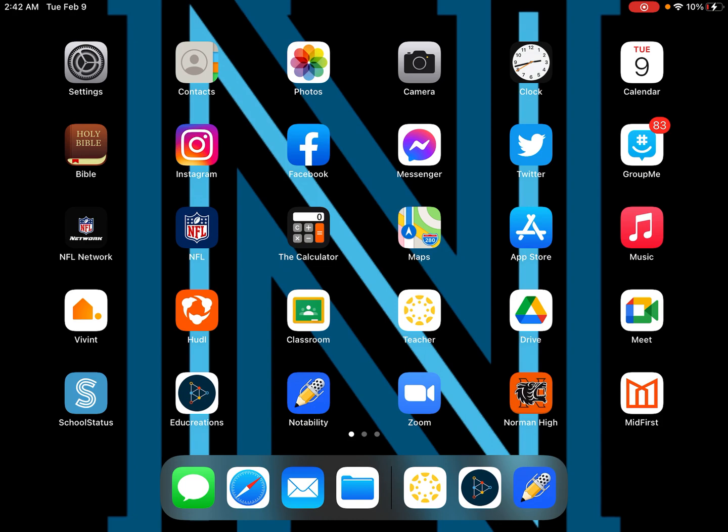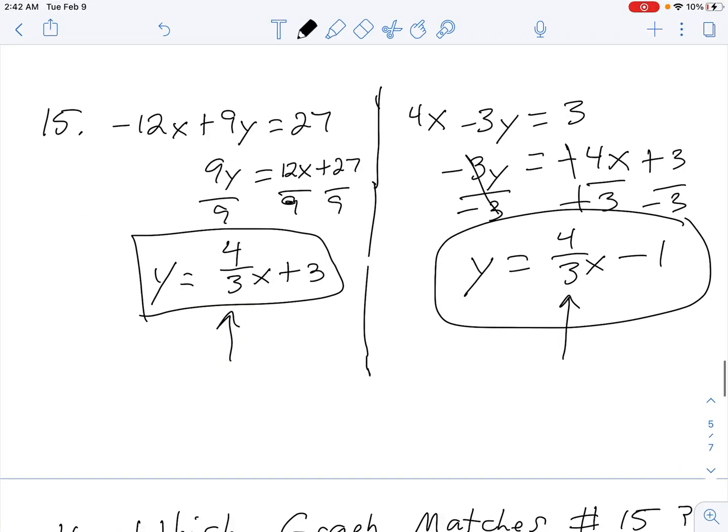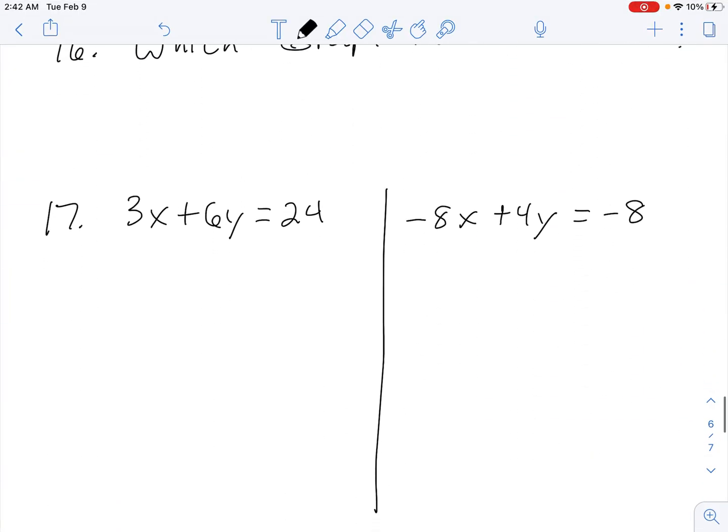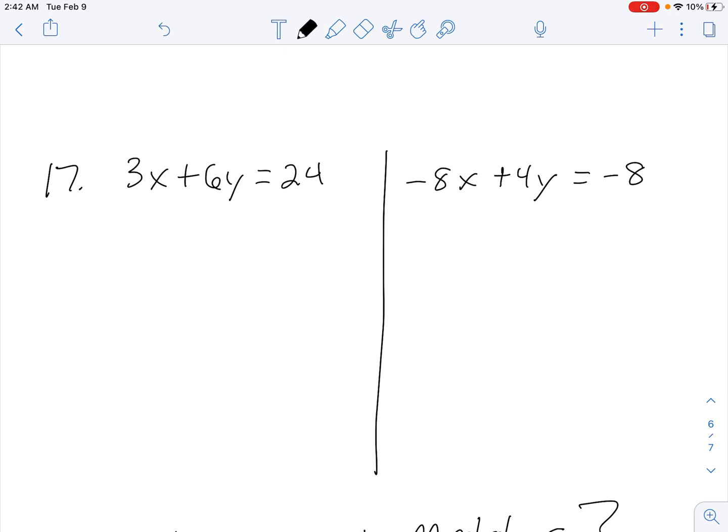Number 17, same exact type of problem. You have two of these. What it wants you to do is put the equations into y equals mx plus b. And again, this is worth points, showing me your work.